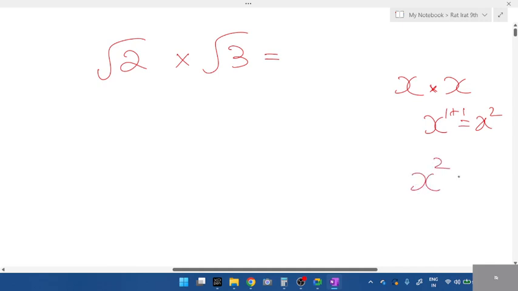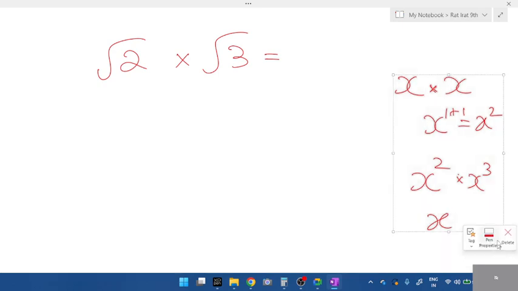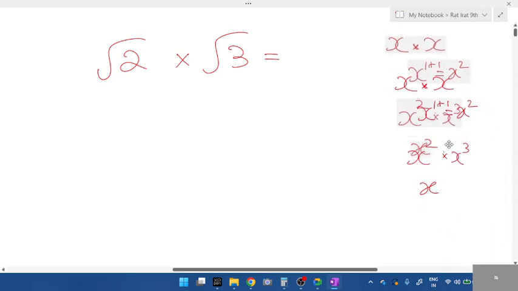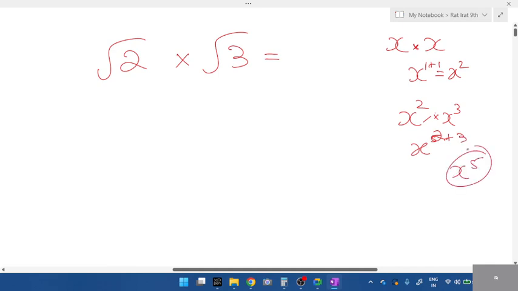If I write x square multiplied by x cube, what's the answer? Multiplication. There is no like term, unlike term. Take x. 2 plus 3 is what? Not multiplication. Add the powers, students, not multiply. 2 plus 3 is 5. x to the power of 5.